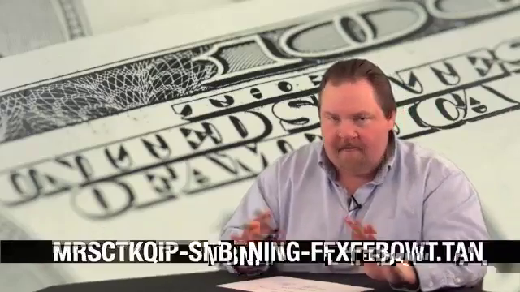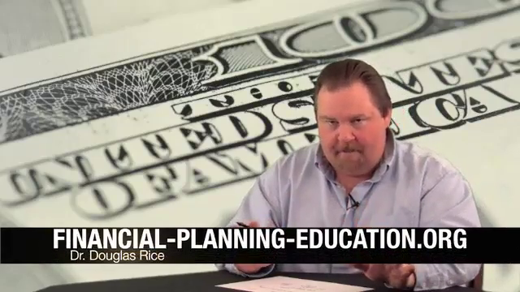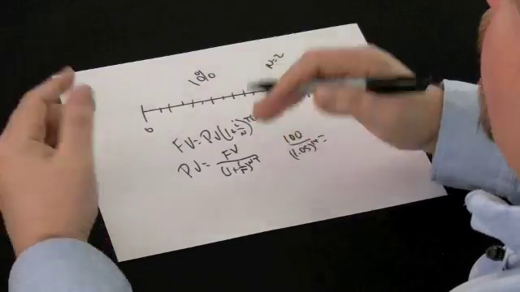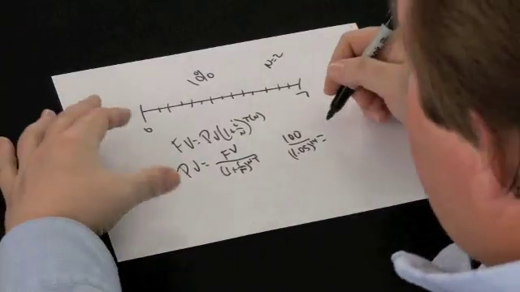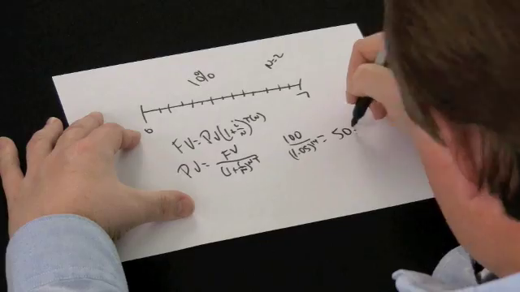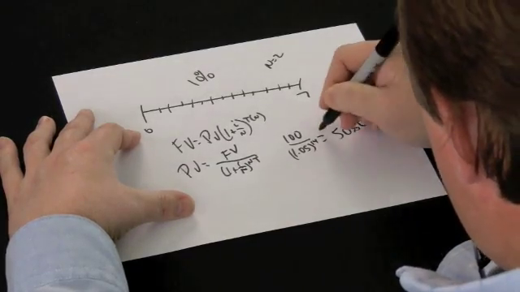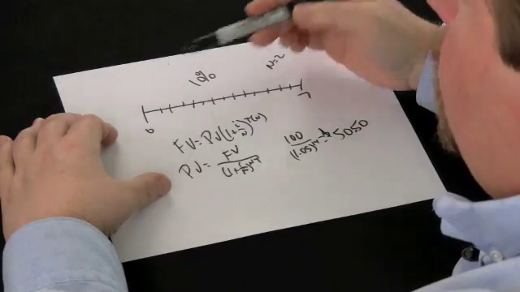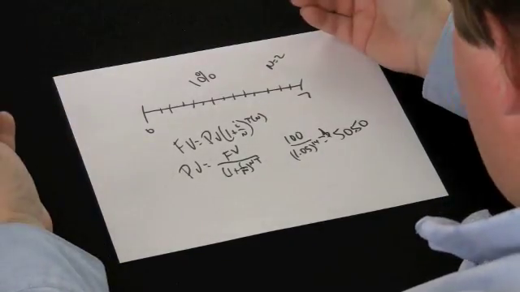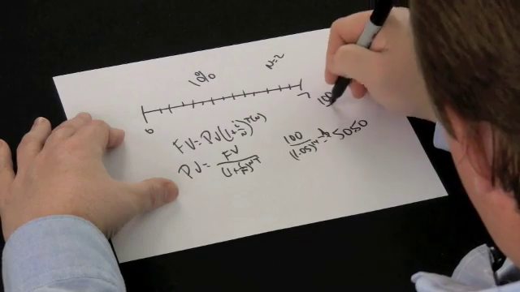You don't have to do that math. I'm not asking you to do that math. Please don't do that math. I'll show you a much easier way to do it. But the answer here is $50.50 in semi-annual form.